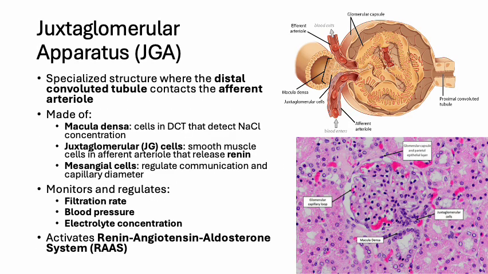The juxtaglomerular apparatus is a critical feedback structure that helps the kidneys respond to changes in blood pressure and fluid balance. It's located where the distal tubule loops back and touches the afferent arteriole of the same nephron. The macula densa senses sodium levels in the filtrate, while the juxtaglomerular cells respond by releasing renin when blood pressure drops. This activates the RAAS, the renin-angiotensin-aldosterone system, pathway, ultimately leading to vasoconstriction and aldosterone release, which increases sodium and water reabsorption to restore pressure and volume.